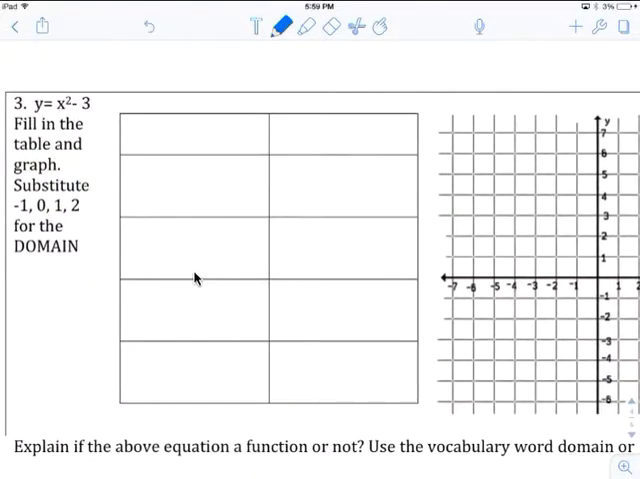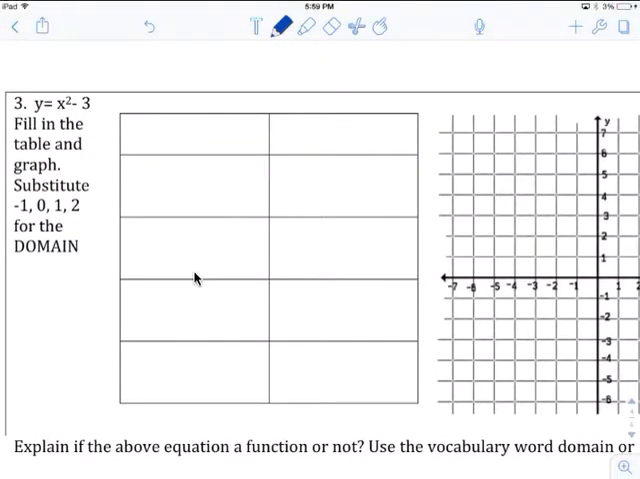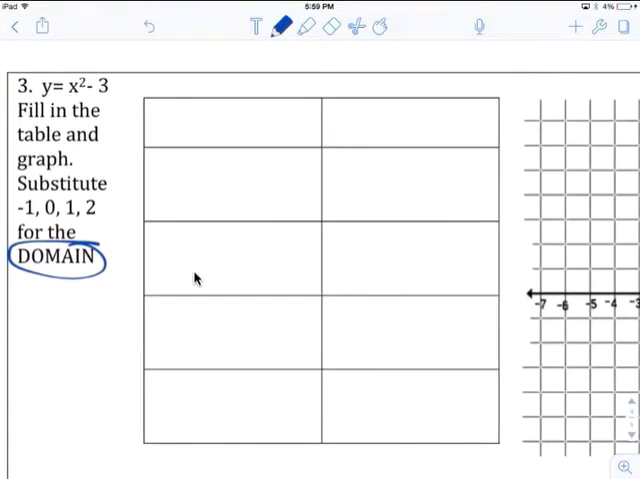Alright, I hope you know how to do this one. This one's easy. Domain: the domain is x, so x is -1, 0, 1, 2. Fill in the table for x squared minus 3.